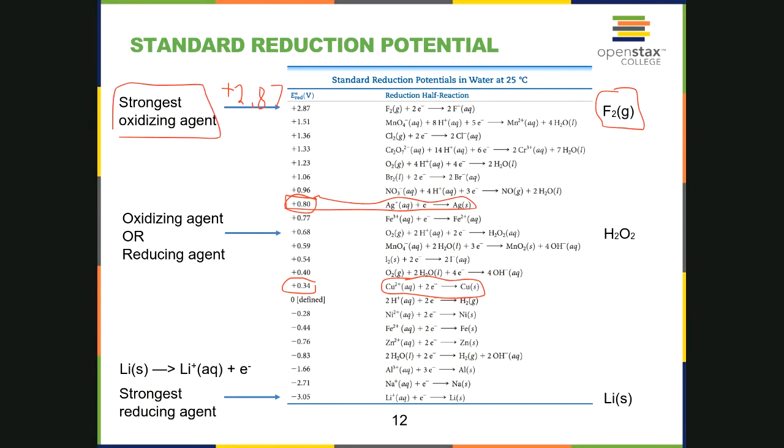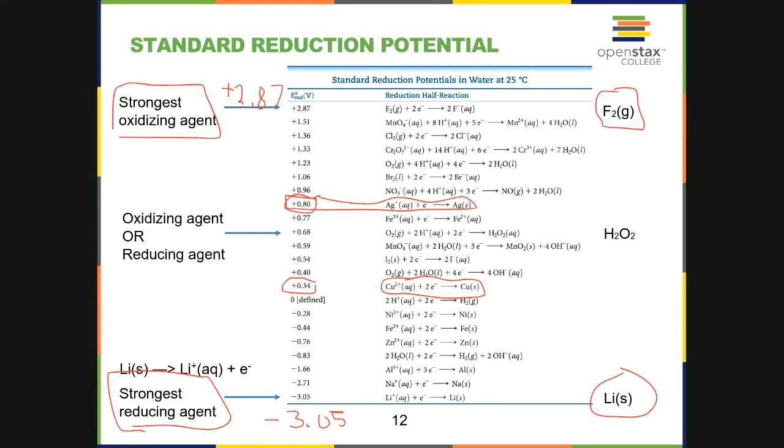Now let's go down to the other end of our table. Down here we've got lithium solid. And we're going to take a lithium cation and make it into lithium solid. Its potential is a negative 3.05. It is the strongest reducing agent.